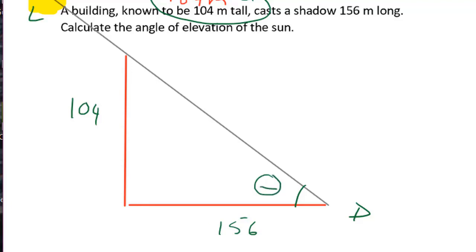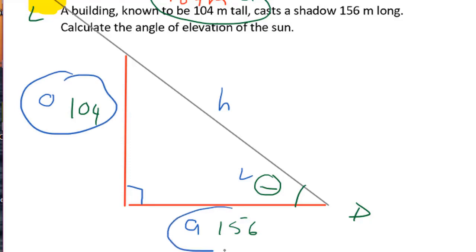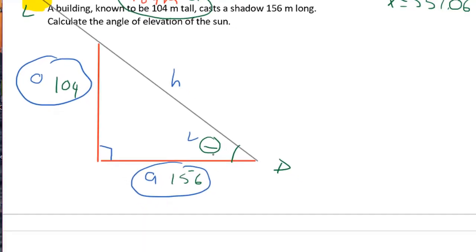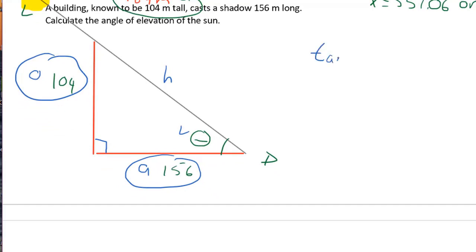The next step, as always, is to label our diagram. So, because this is the angle we're focused on, over here is the opposite. This is a 90-degree angle, so this is the hypotenuse, and that makes this side the adjacent. We know information about the opposite, and we know information about the adjacent. So to find theta, we're going to use the tangent ratio, and it's tan theta equals opposite over adjacent. We don't know what theta is, but we do know that the opposite is 104 and the adjacent is 156.